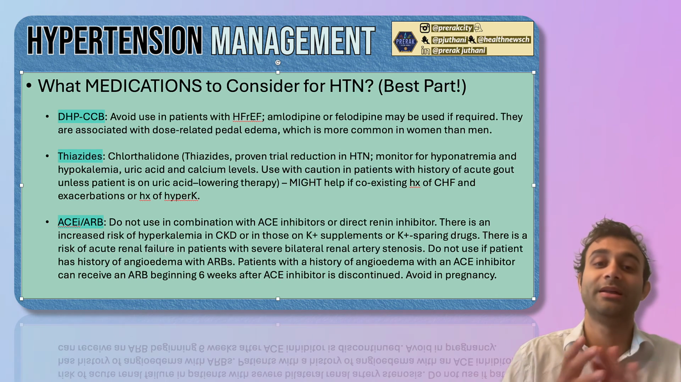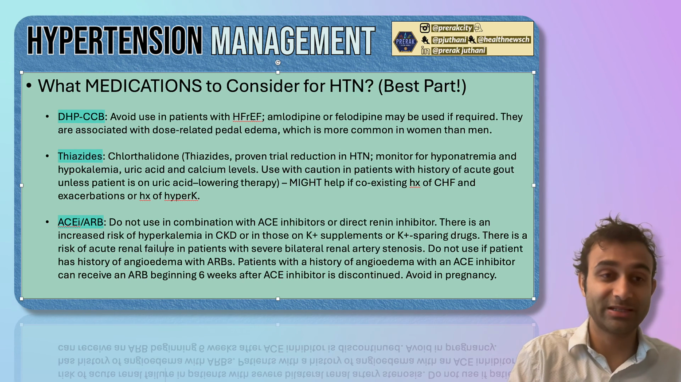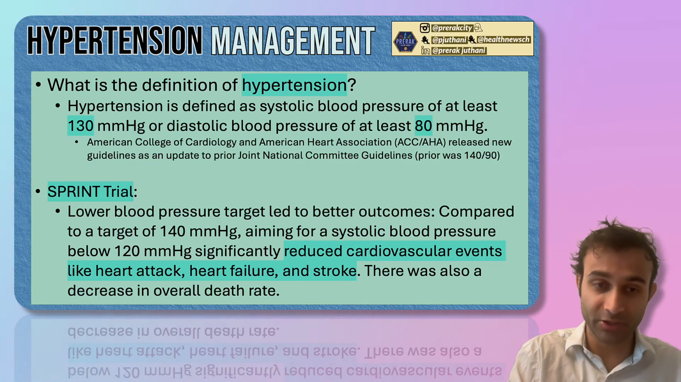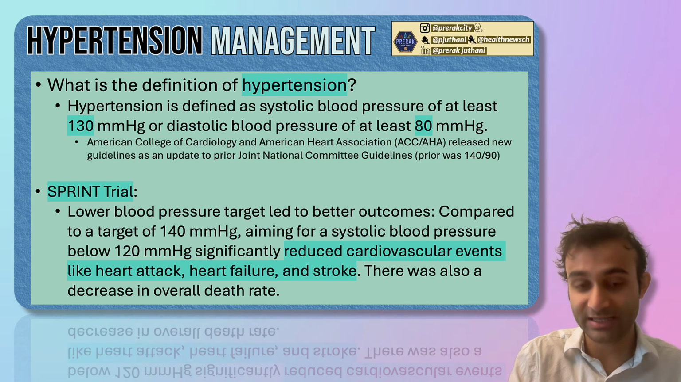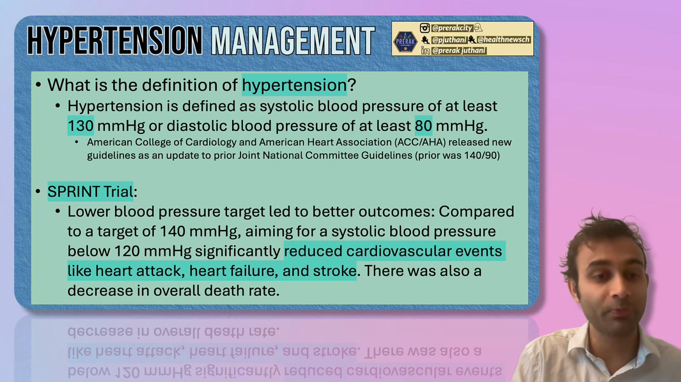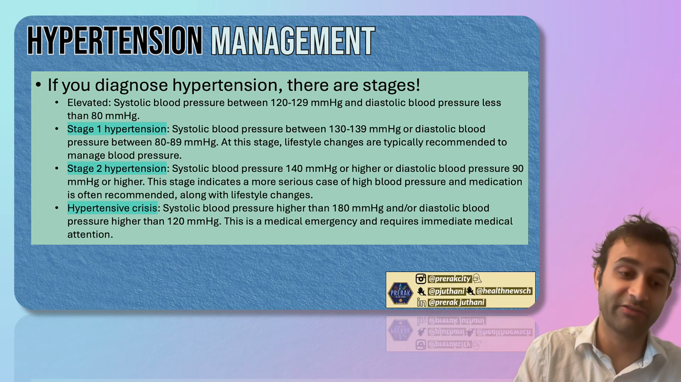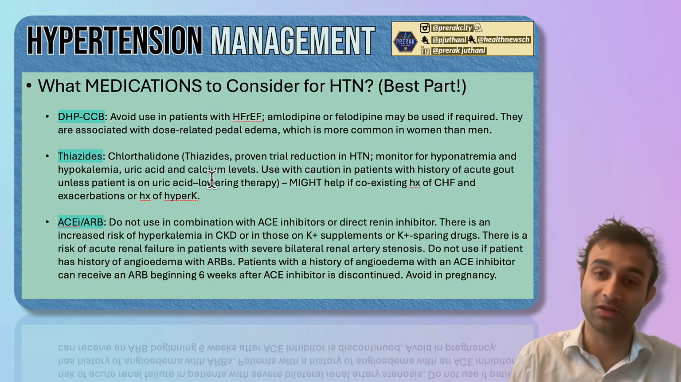So hopefully this gave you a 20,000 foot overview as to what hypertension is. In this video, we discussed how we define hypertension. We also discussed the SPRINT trial, which is the reason we focus on trying to minimize and decrease blood pressure to a target goal. We talked about non-pharmacologic interventions, and then we also talked about the stages of hypertension and ultimately the medications we use to treat them.